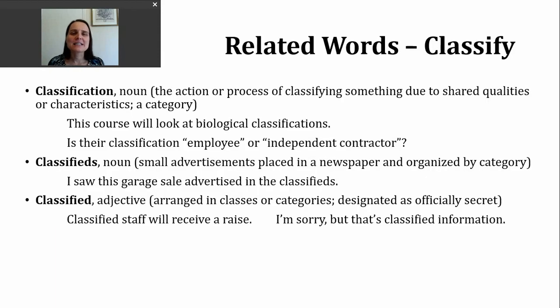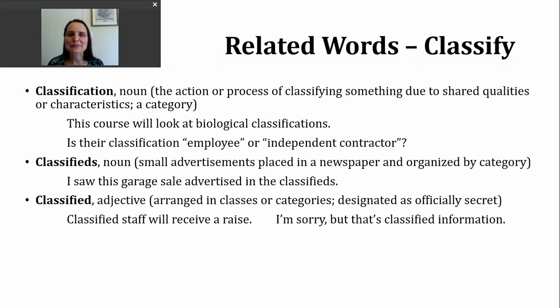Now, let's spend some time looking at words that are related to our verb classify. The first word we're going to look at is the noun classification. This can also have a couple different meanings. One is the action or process of classifying something due to shared qualities or characteristics. So again, things that are in common or things that are just about the same. Here's an example of that. This course will look at biological classifications.